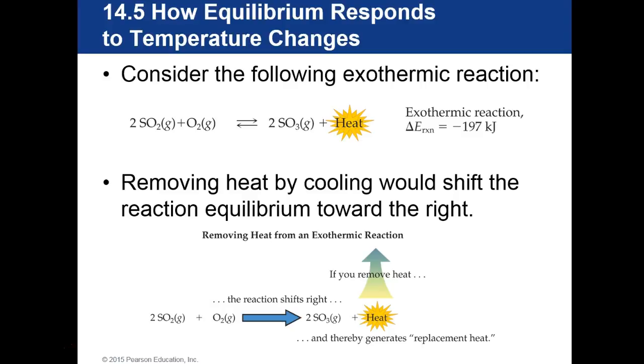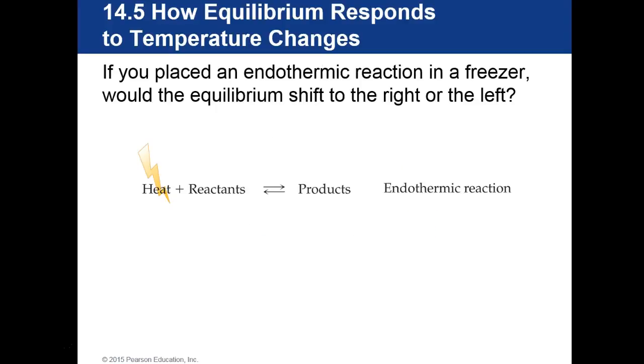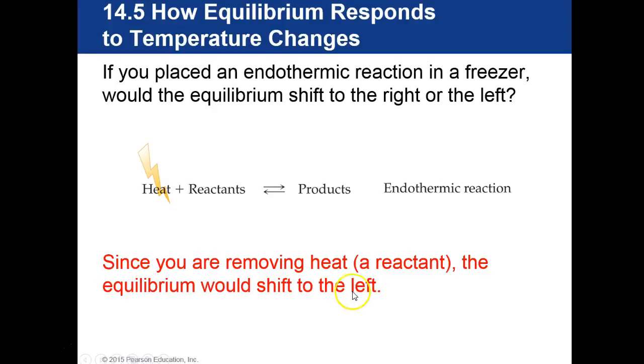Removing heat by cooling would shift the reaction equilibrium to the right. So we remove heat from the exothermic reaction, as you can see here. The reaction is going to shift to the right and generate replacement heat. If we heat an exothermic reaction, it would shift to the left. So here's a question. If you placed an endothermic reaction in a freezer, would the equilibrium shift to the left or shift to the right? Since you're removing heat, the equilibrium would shift to the left.